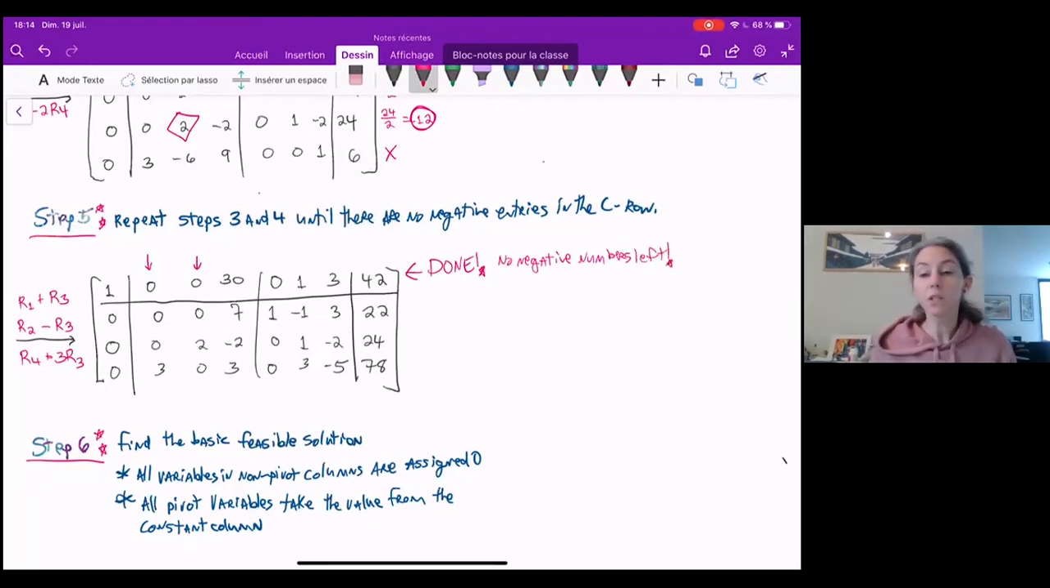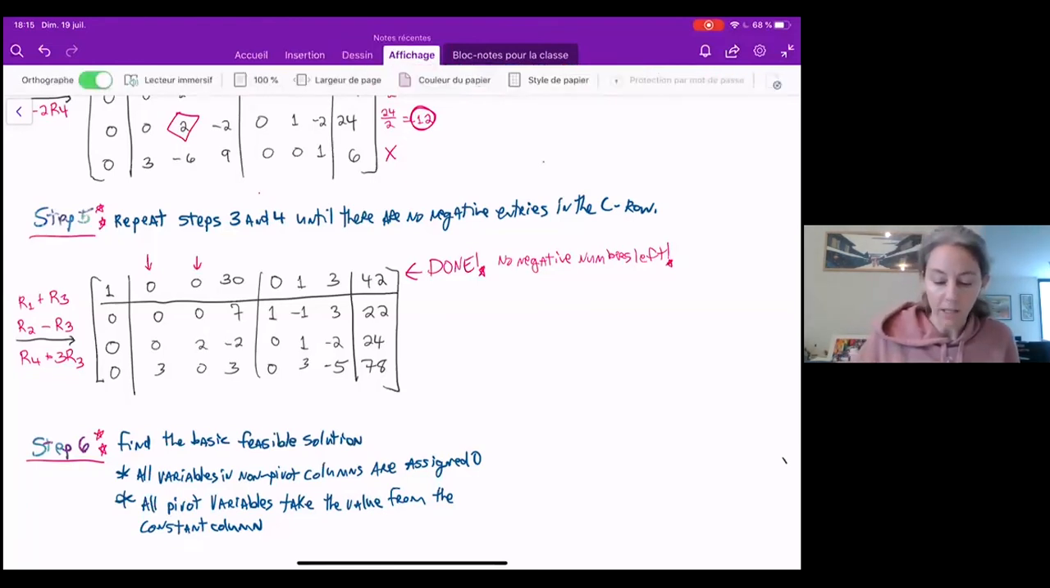Yay, which brings us to our step 6, which is to read the answer. And this is also a place where things change a lot from what you were doing before. So in order to find the feasible solution, in order to read these matrices, basically what we're going to do is every single variable that's in a column that doesn't have a pivot, we're going to assign it the value of 0. And every single variable in the pivot column will receive the value from the constant column.